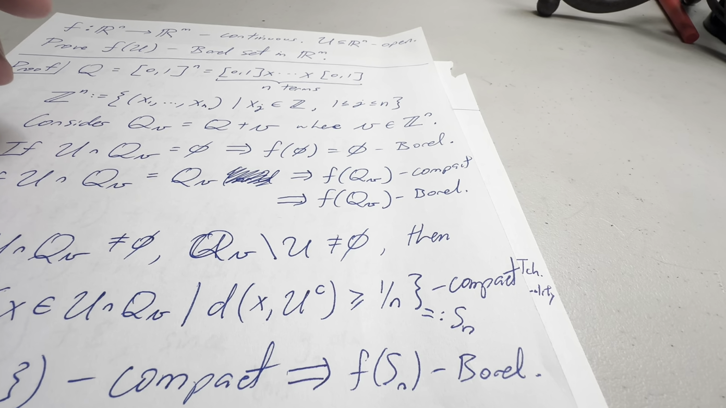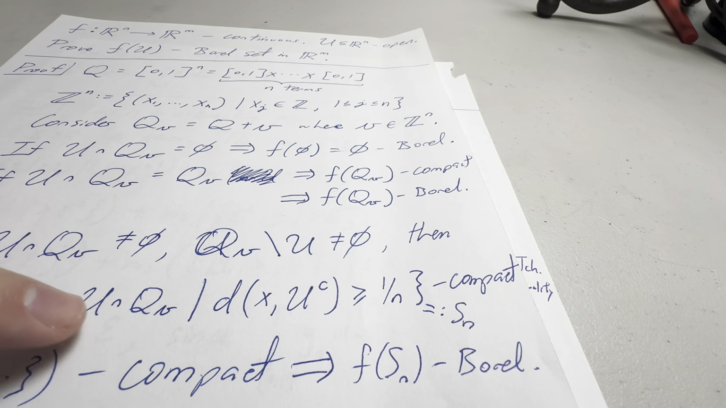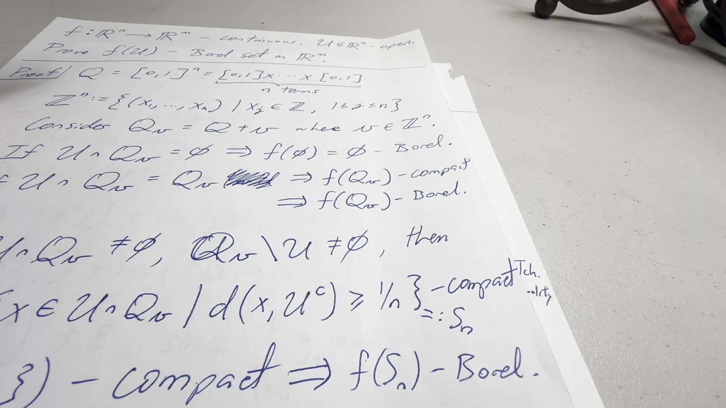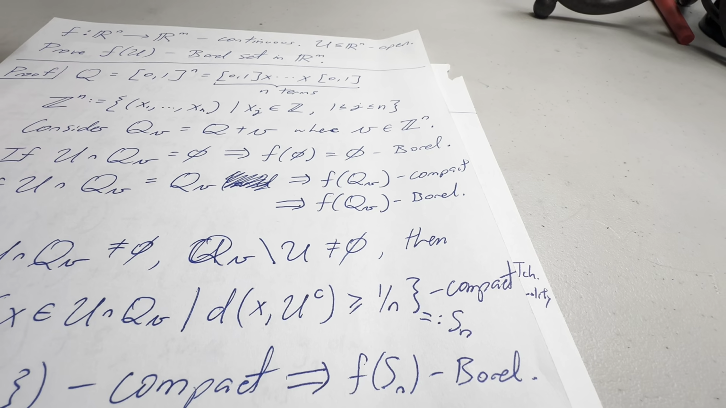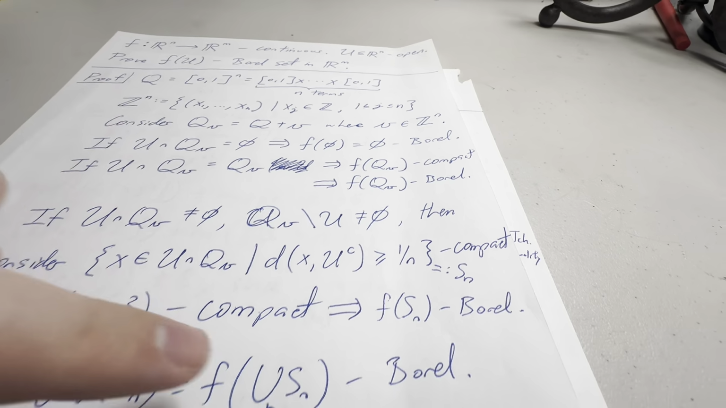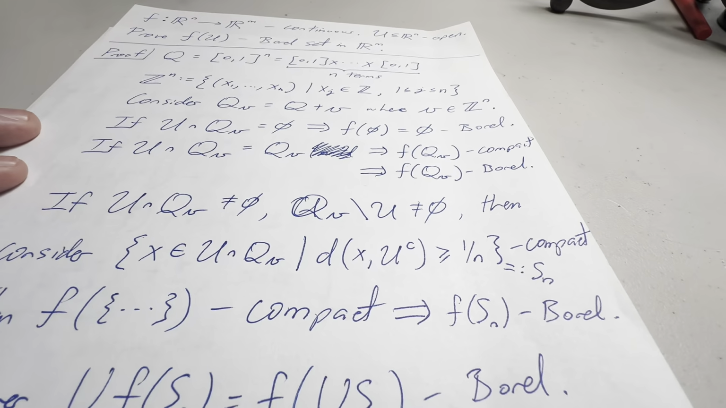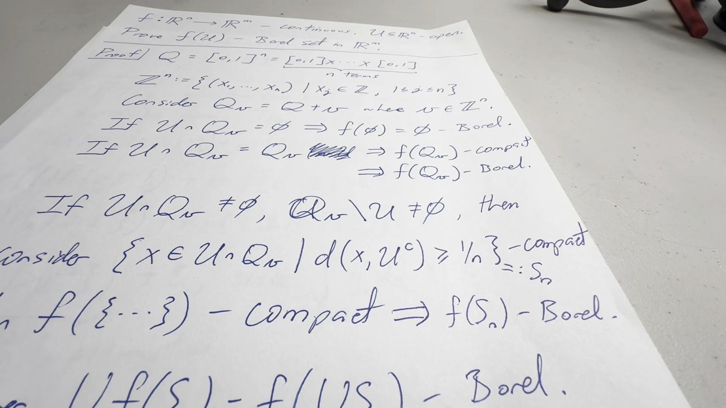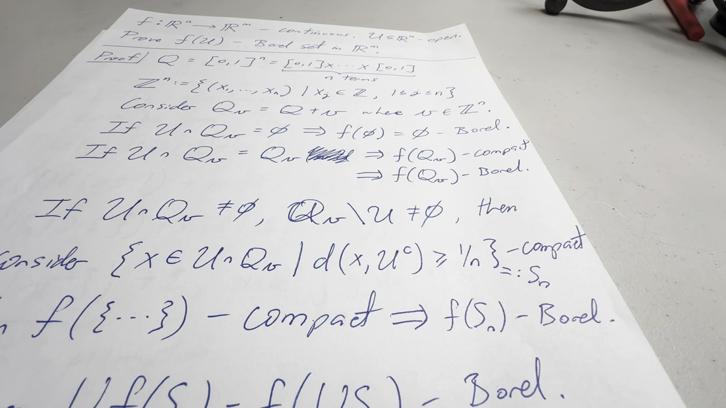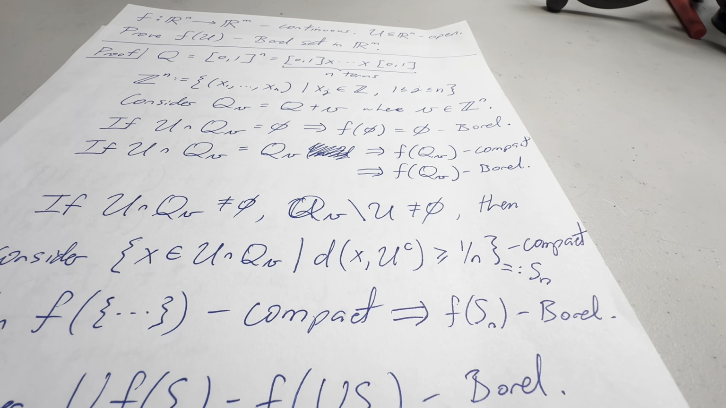So you get this compact subset of this intersection, and we know that compact subsets will map to compact sets under the continuous function. So that's kind of what I've written here. And so if we have a compact set, it's definitely a Borel set. So this set is definitely Borel under the continuous map.